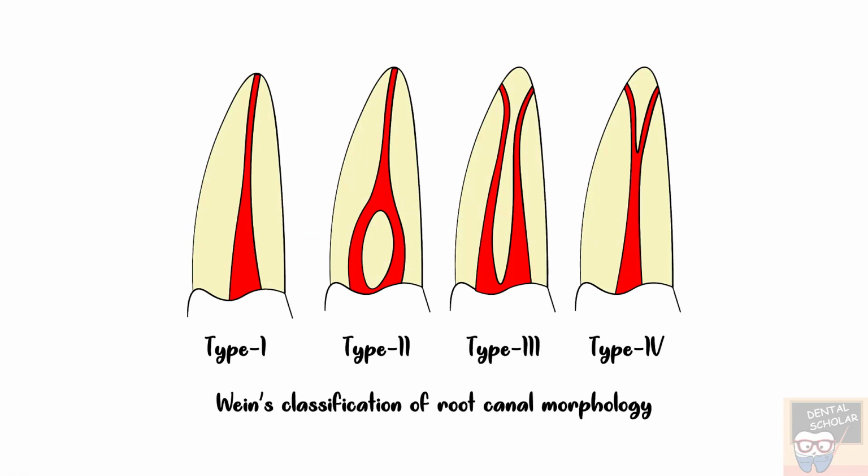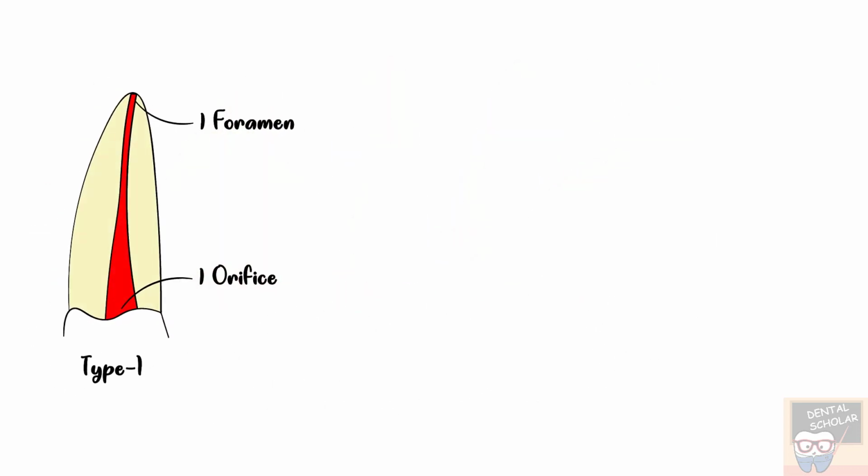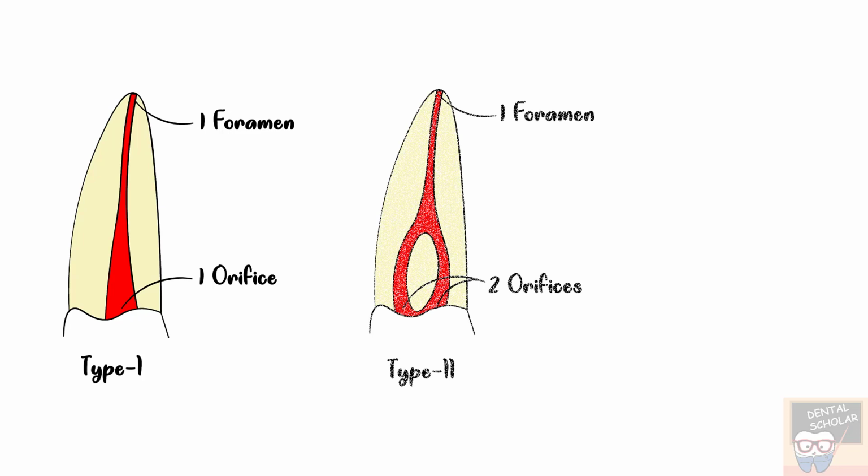The Wien's classification has 4 types. In type 1, the root canal starts at a single orifice and travels to the apex and ends in a single foramen. So there is a single root canal from pulp chamber to the apex. In type 2, 2 root canals start at 2 orifices, but they unite to form a single canal before they end at the apex in a single foramen.